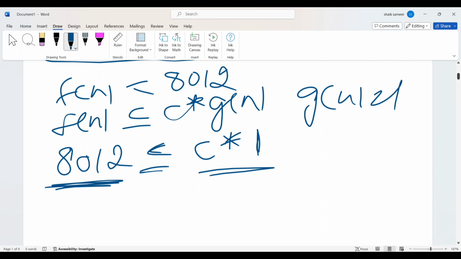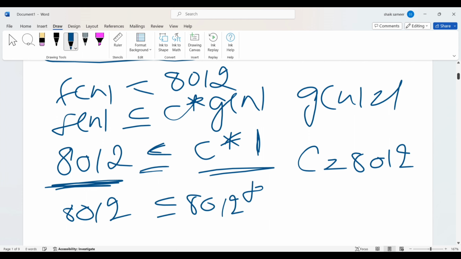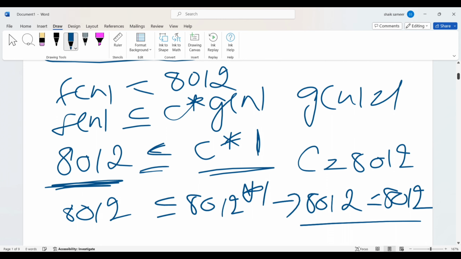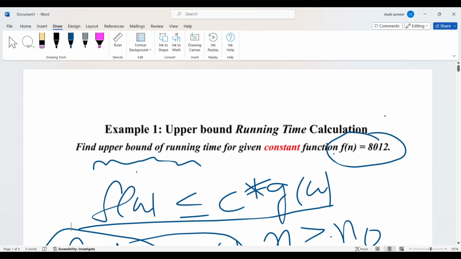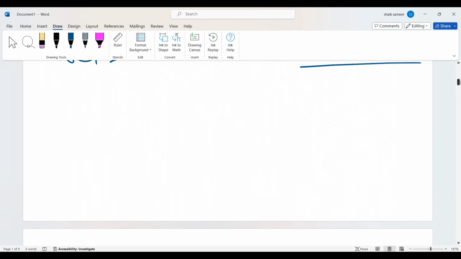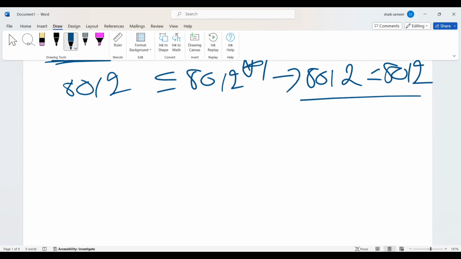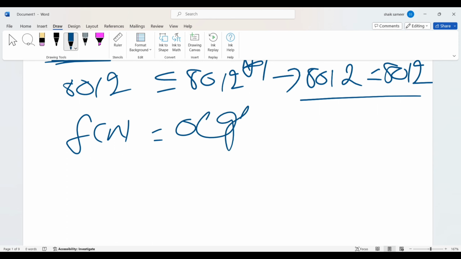If I substitute c value 1, it is false, c value 2 false, 3, 4 false. If I substitute c equal to 8012, then 8012 is less than or equal to 8012 into 1, so 8012 equals 8012. This condition becomes true for c equal to 8012. If the condition becomes true, then the answer is f of n equals BIGOH of g of n. Here g of n we have taken as 1, so substitute 1. This is the final answer.